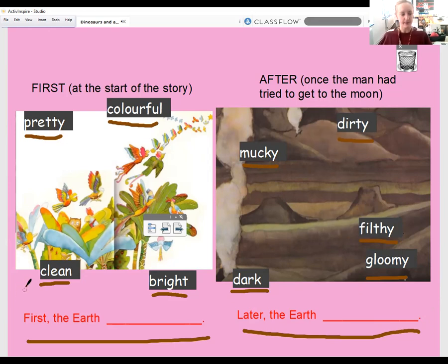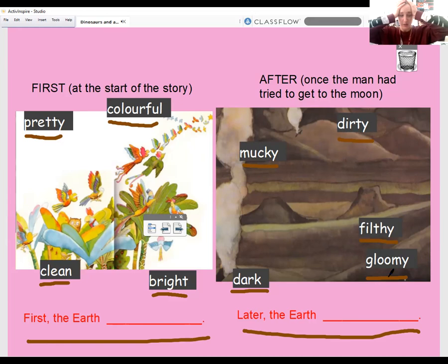And I'm going to say, first the Earth was clean. Then later the Earth was dirty. I might say a different one. First the earth was bright, later the earth was dark, because they're the opposites. I might say first the earth was colourful, later the earth was gloomy. Have a think, what could your sentences be? Have a little talk. First the earth was, later the earth was. Have a think.